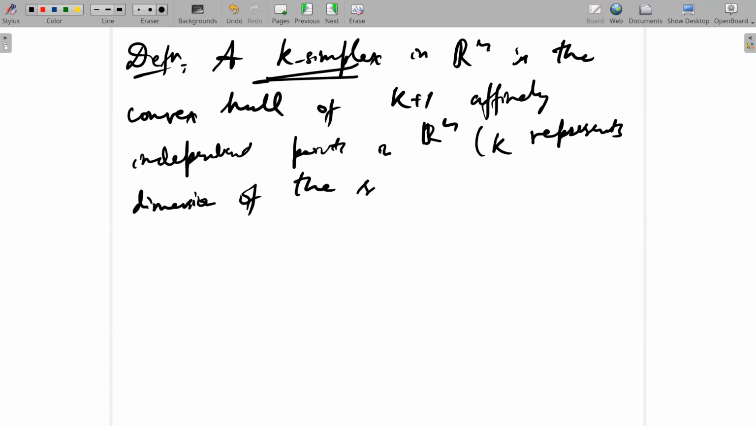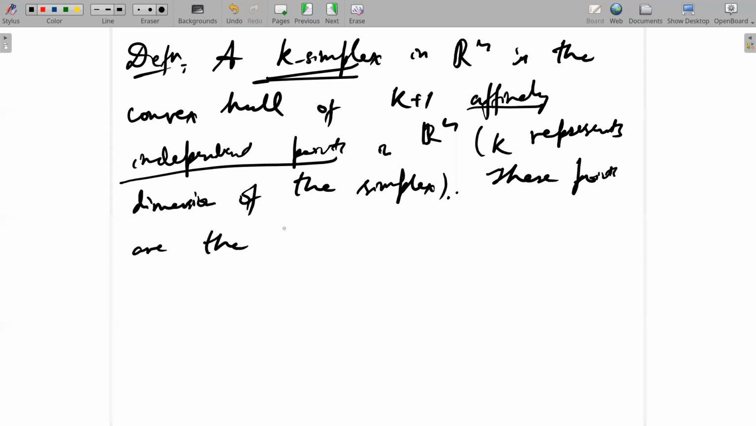Can you explain this k-simplex? Yeah, k-simplex. Okay, I think a couple of pictures will help. Let me finish this definition, then I'll show. So these affinely independent points are called the vertices of the simplex.